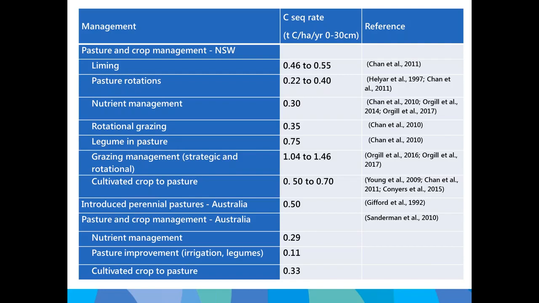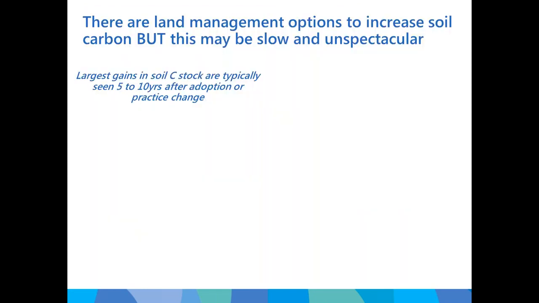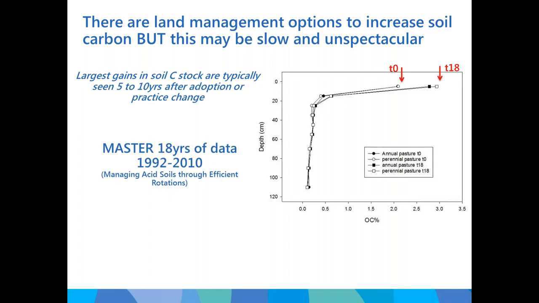Now, what I haven't included in this table are things like sequestration rates from dung beetles, which is really important, and bringing organic amendments to the soil, which is also important. These are just some examples of where we can increase soil carbon sequestration in our farming land. But sometimes the increase might be quite slow and unspectacular. Generally, our largest gains in soil organic carbon stocks are in the first 5 to 10 years after practice change or adoption. And I want to use this as a quick example.